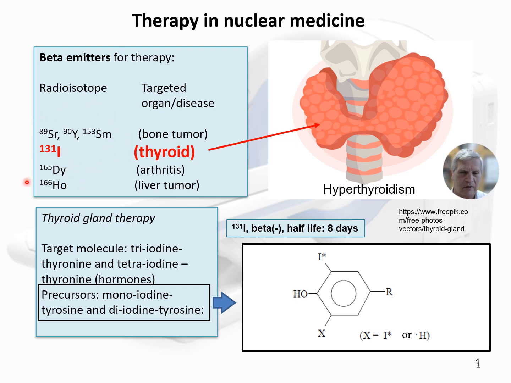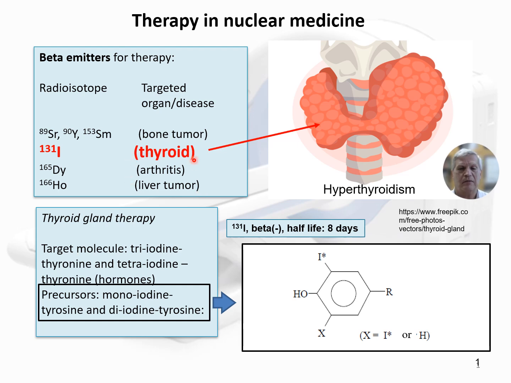What they have in common is that they are all beta emitters. You may remember that when a beta emission occurs, the beta particles can destroy the surrounding tissue at a distance of a few millimeters. And that's the purpose. That's what we want in such a situation. You see, a bone tumor may be treated, arthritis may be treated, a liver tumor may be treated. And the example I would like to emphasize is the thyroid treatment.